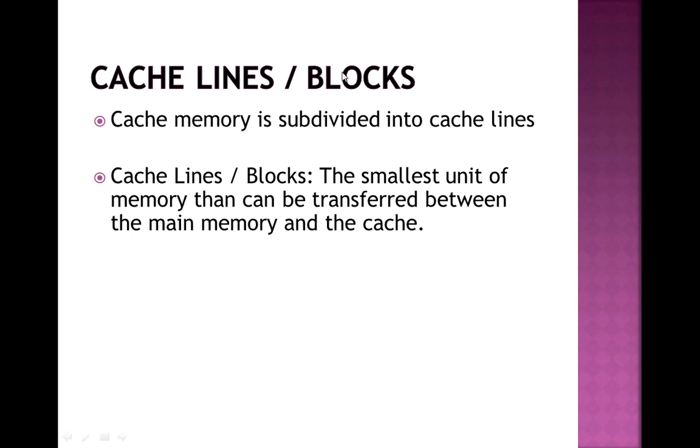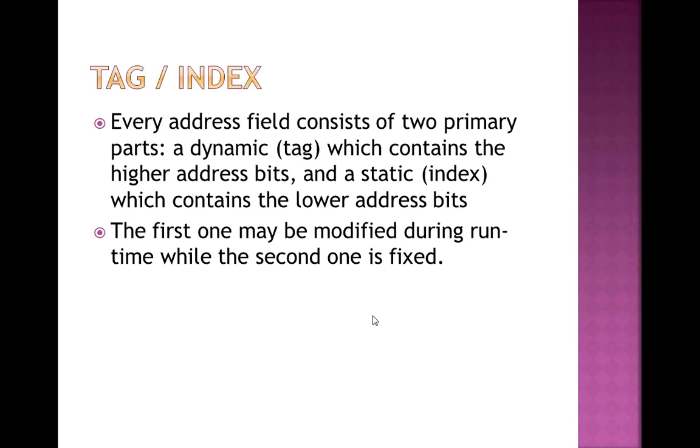Then we will discuss the cache lines or blocks. That is, cache memory is subdivided into cache lines; memory is divided into multiple chunks known as cache lines. So what is a cache line or block? It is the smallest unit of memory that can be transferred between the main memory and the cache. That is, the line that connects the cache memory, the CPU and the main memory is known as the cache line or block.